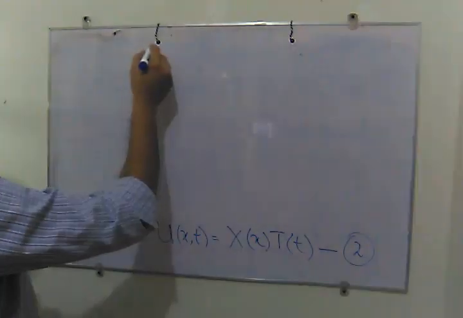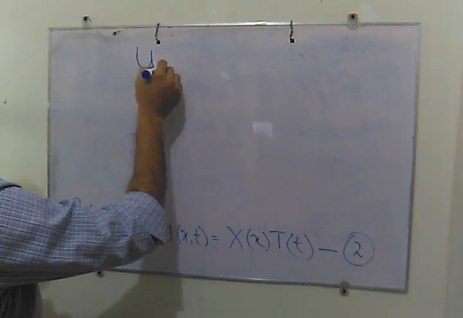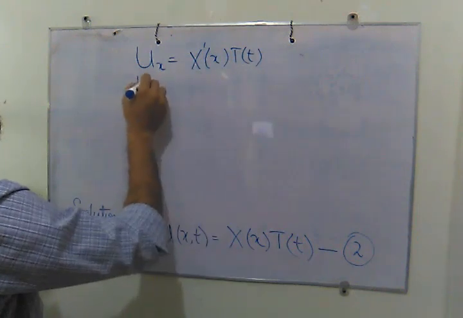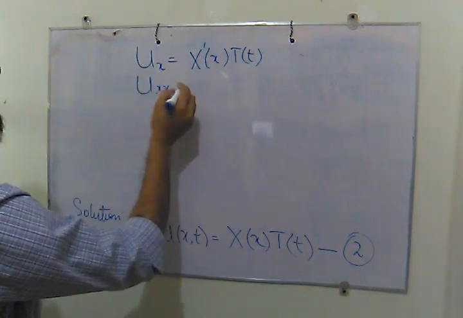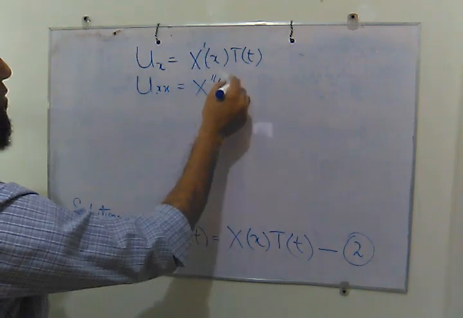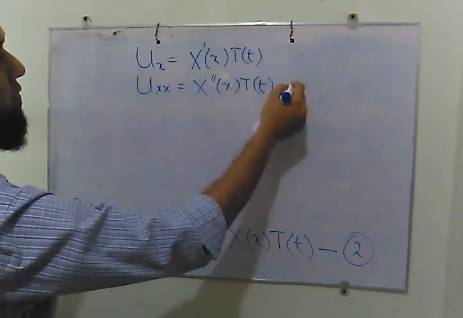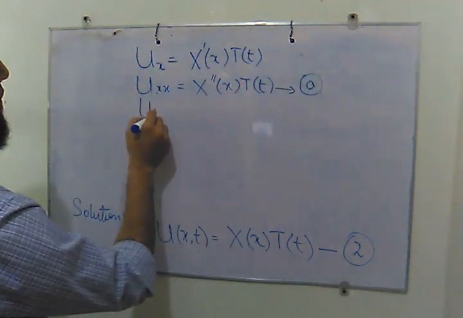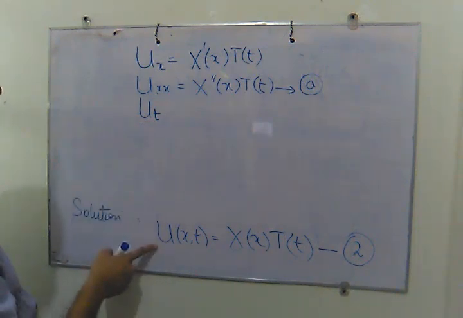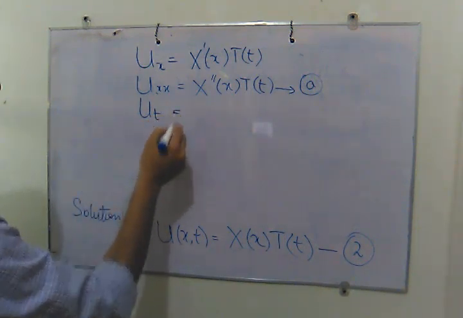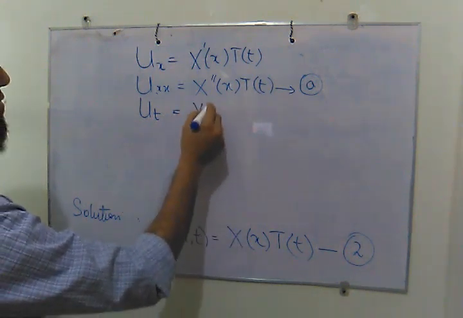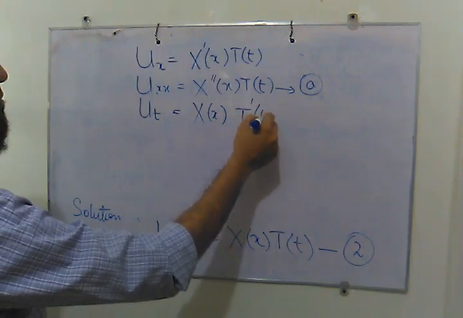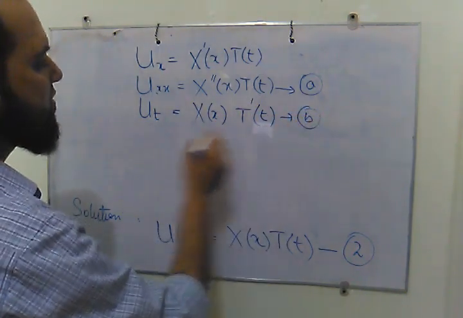So when we take the derivative twice with respect to x, then it will become X double prime of x and T of t, since T is a constant. We call it equation number A. We take the derivative of this solution with respect to time once, then we take x as a constant and take the derivative of T, it will become T prime. We call it equation number B.